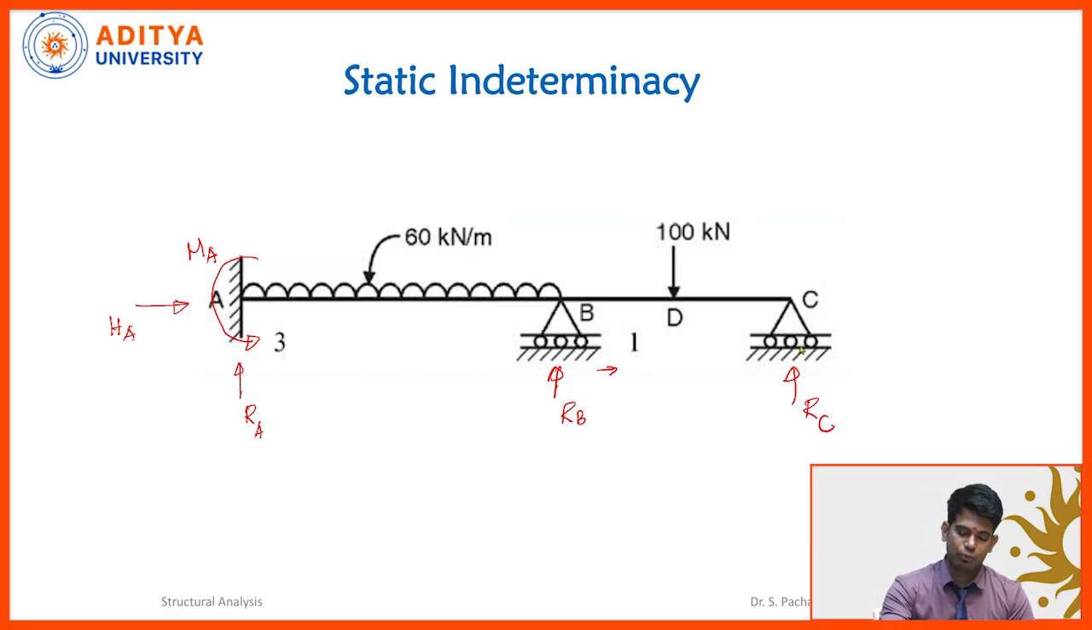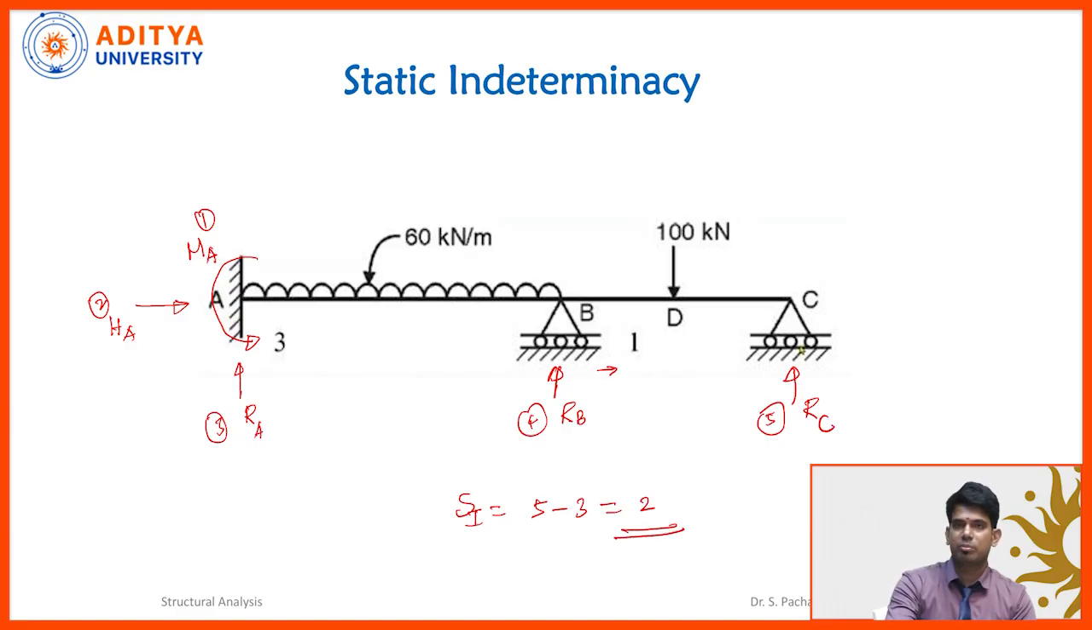Let's count how many unknown forces there are. 1, 2, 3, 4, 5. The total number of unknown forces is 5. And what is the condition for the degree of static indeterminacy? Number of unknown forces minus number of available equilibrium equations. So the degree of static indeterminacy is 2. What does the 2 represent? We have to consider any two forces as redundant forces, and then by applying the flexibility matrix method, we are going to compute them.